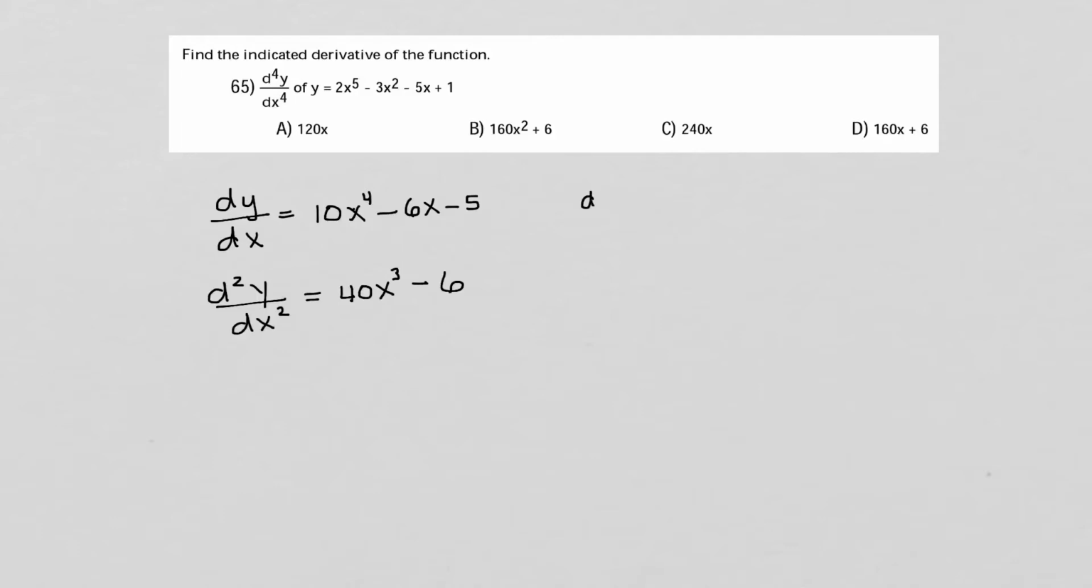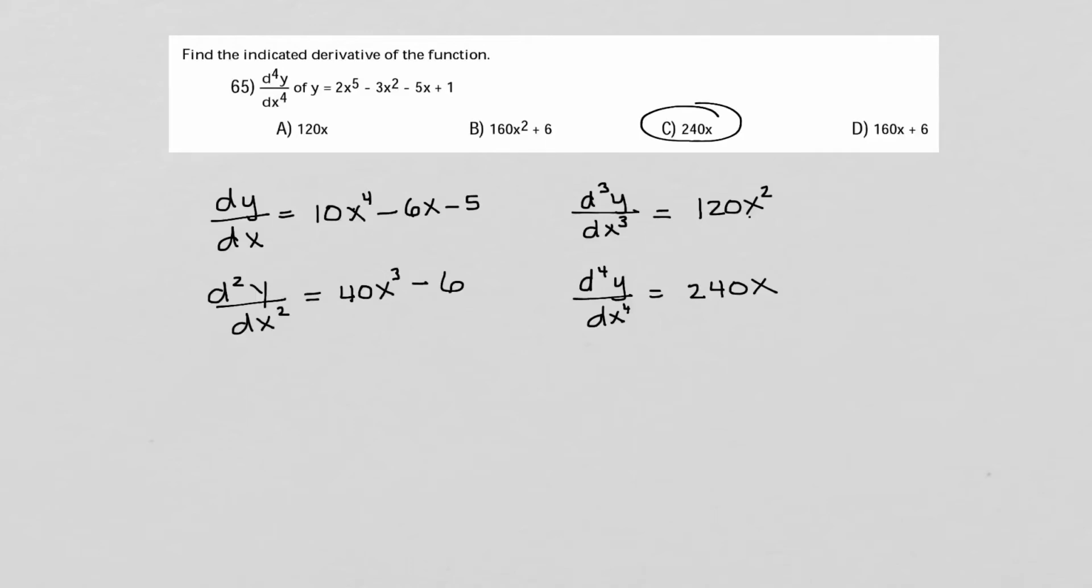So that takes us to the third derivative. And the derivative of 40x to the third is 120x squared. And derivative of negative 6 is just 0. So now we're just about at the end. And the fourth derivative of y is 240, 2 times the 120, reduce the exponent by 1, and I get 240x. So that would be choice C.